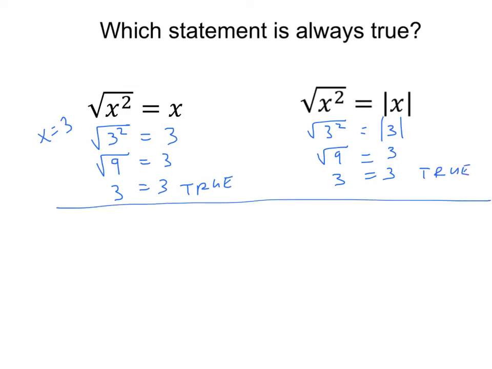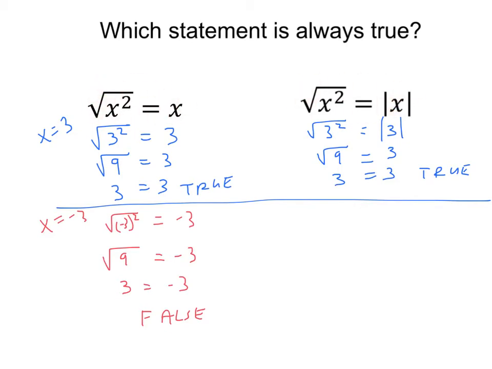So that's really easy to see that they're both true there. But the question is, what happens when we use a negative value? Let's say we use negative 3. If I have the square root of negative 3 squared, is that equal to negative 3? This would be the square root of positive 9, and that's not equal to negative 3. That's positive 3 on the left and negative 3 on the right. So that's false. The square root of x squared, you cannot say that's always equal to x. This one's always true.